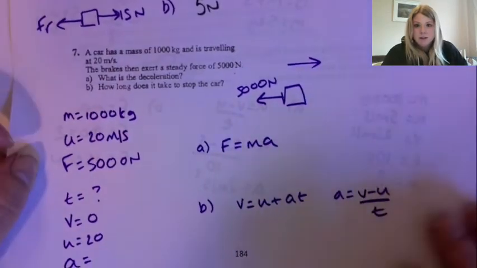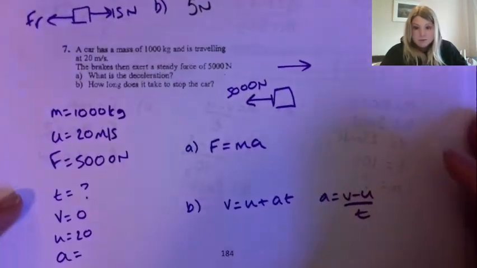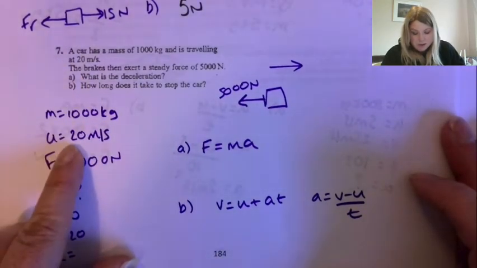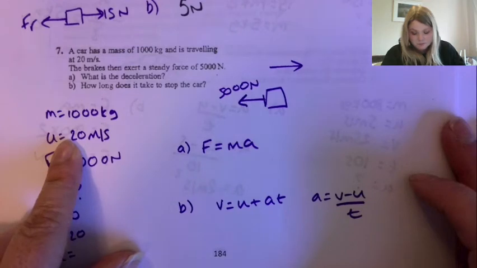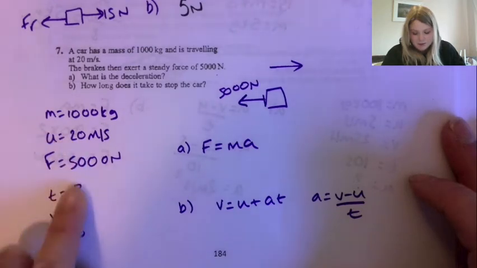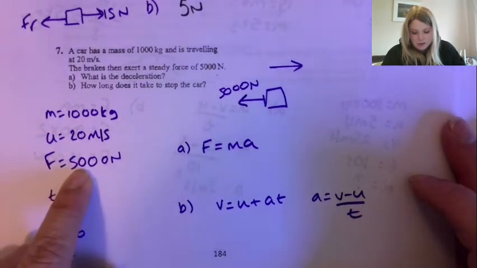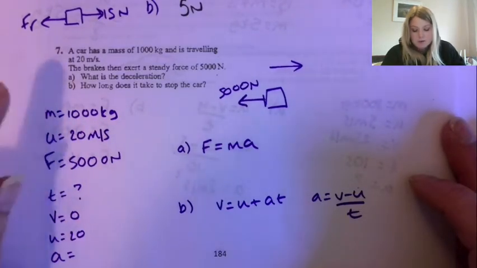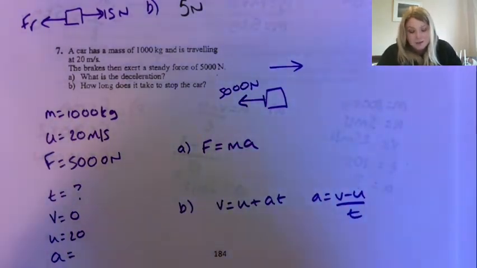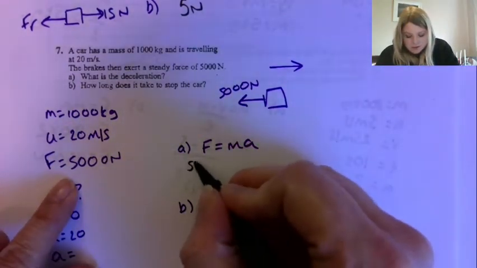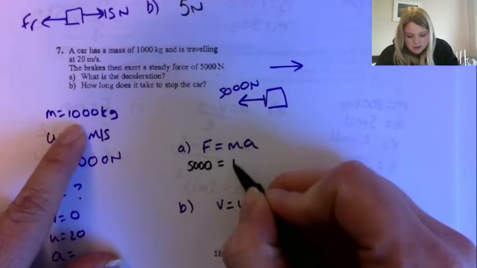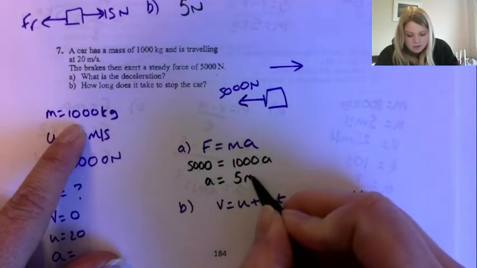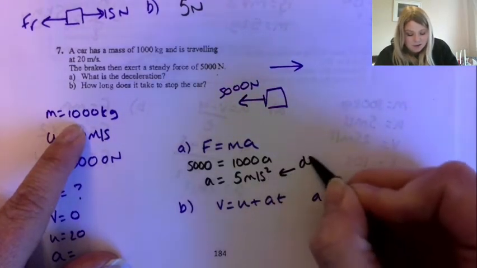Number 7 then. A car has a mass of 1000 kilograms and is travelling at 20 meters per second, so that's going to be my initial velocity. The brakes then exert a steady force of 5000 newtons. What is the deceleration? So we've got the force and we've got the mass, so we can work out the acceleration or the deceleration. Divide by 1000, we're going to get 5 meters per second squared, and that is the deceleration.